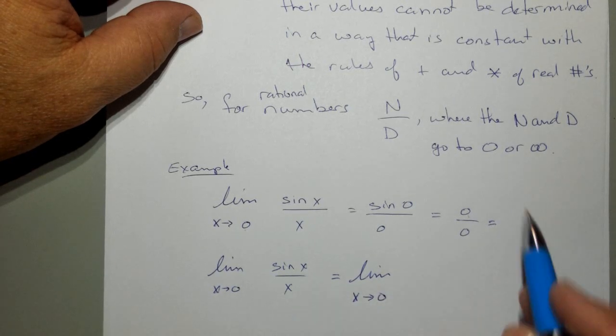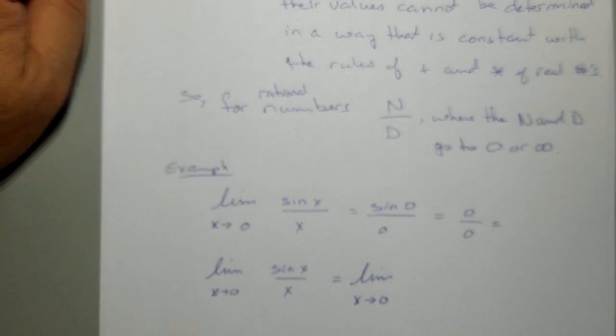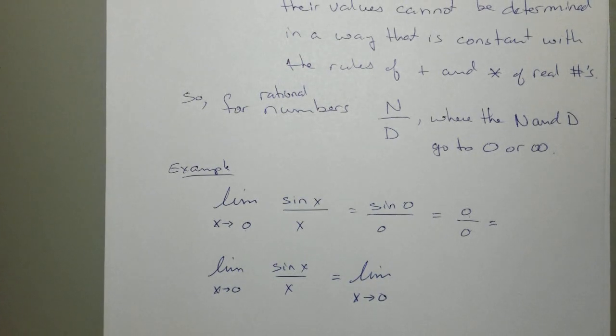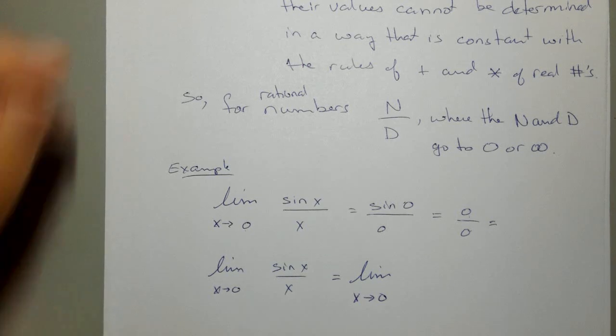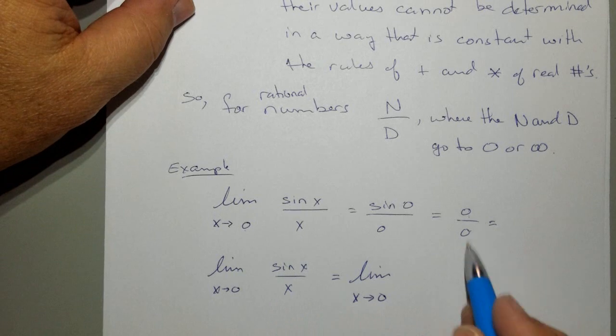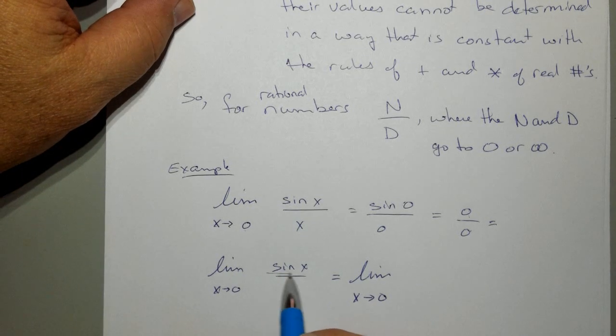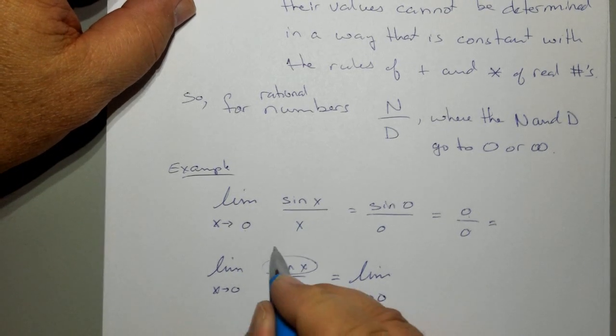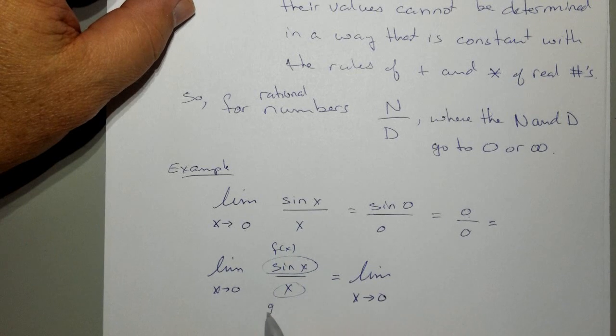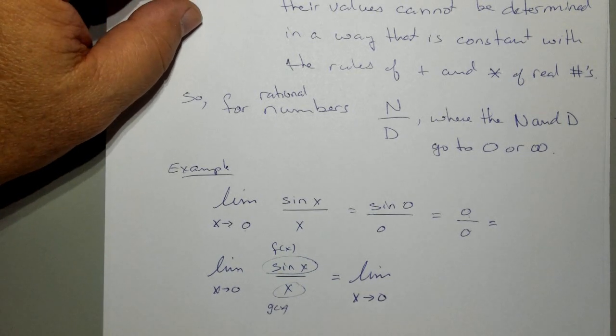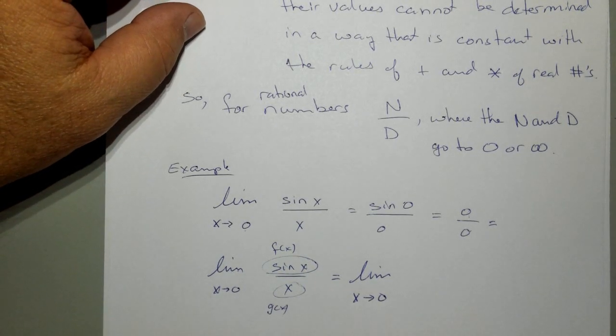So we know that as long as the top and bottom of a rational equation equals 0 over 0 or infinity over infinity, we can use L'Hopital's rule. If we get 0 over 0, infinity over infinity, we can take the top and bottom. This is f of x, and this is g of x. Take the derivative of both of them.